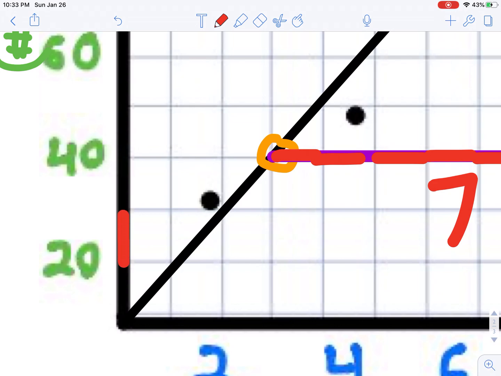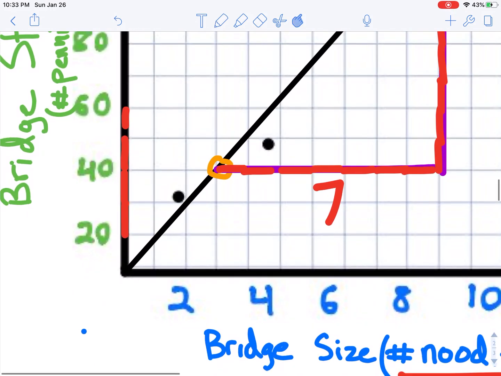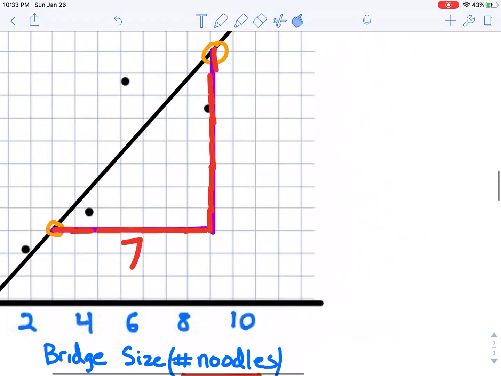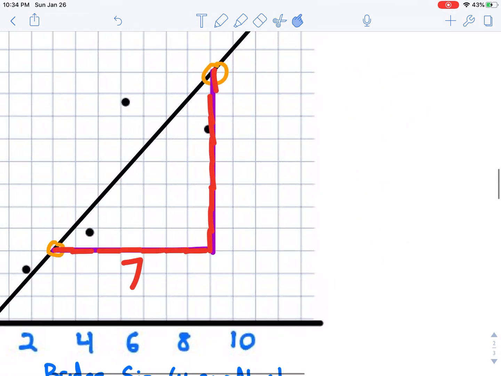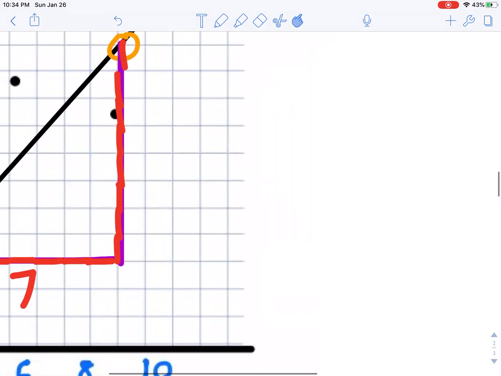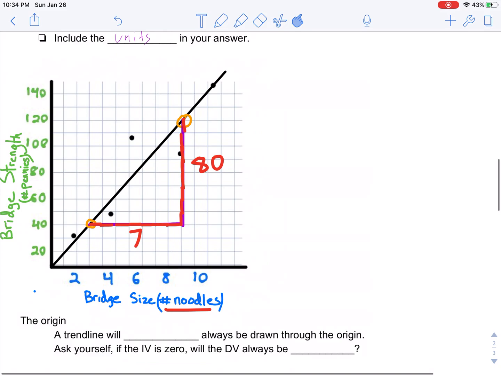So 10, 10, 10, 10. This graph goes up by tens for each square. So when I'm counting this, I got to count by tens because that's what the scale is by. So always think about your scale. And if I count that, it's 1, 2, 3, 4, 5, 6, 7, 8. But by 10, which makes that 80. Now I'm on the right track. So that's 80 pennies.